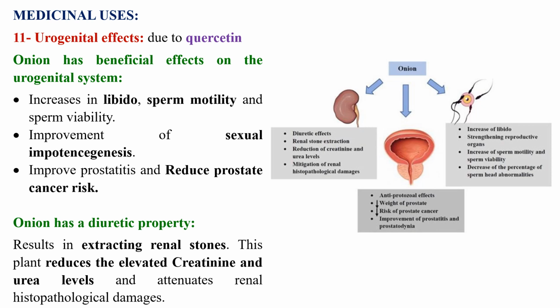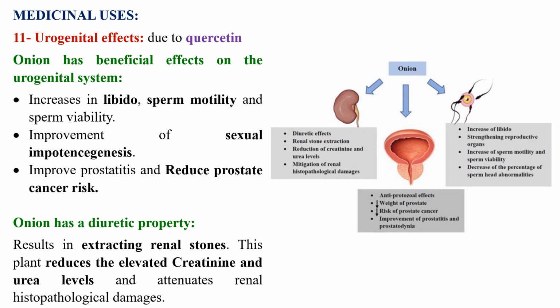On the urogenital system, onions have an important effect due to their quercetin content and quercetin derivatives. Onion has a beneficial effect on the urogenital system. It increases the libido, sperm motility, and vitality. It causes improvement of sexual impotency, improves prostatitis, and reduces prostate cancer risk. So it is very important for men, increasing their fertility and also reducing men-related diseases such as prostate cancer.